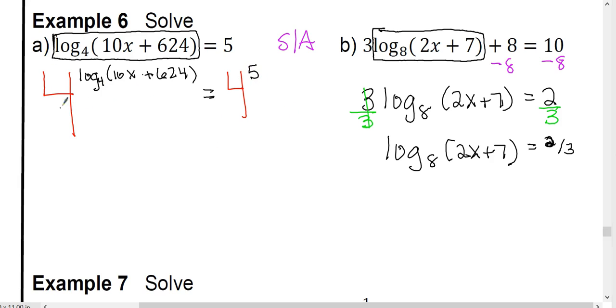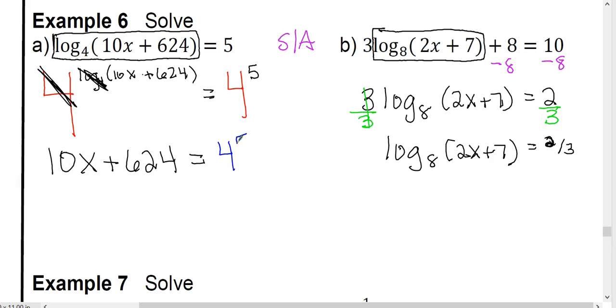So here, the base of the exponential and the base of the log are the same. So these are going to cancel out. And I'm going to be left with just the argument. 10x plus 624 equals, this is just a number, so I'm going to leave that as is right now, 4 to the 5th. But that's what exponentiating means. Exponentiating means to make an exponent. So you take the stuff that's there and you make it an exponent. Eventually I cheat and I just put a big 4 in front and a big 4 in front. But this one I wanted you to see what's actually happening.